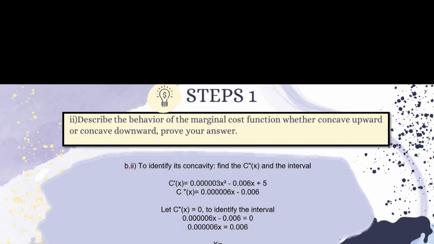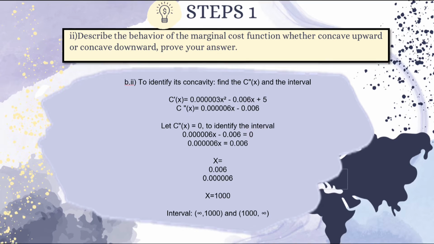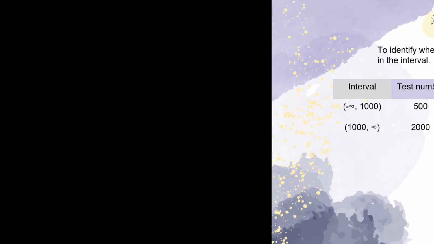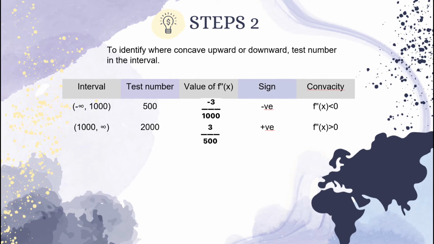The first step to describe the behavior of the marginal cost function, whether concave upward or concave downward, is to identify its concavity, which is to find C double prime and the intervals. So we will get the intervals negative infinity to 1000 and 1000 to infinity. The second step is to identify where it is concave upward or downward. We need to test a number in each interval. This is the same step that we did in the past question.